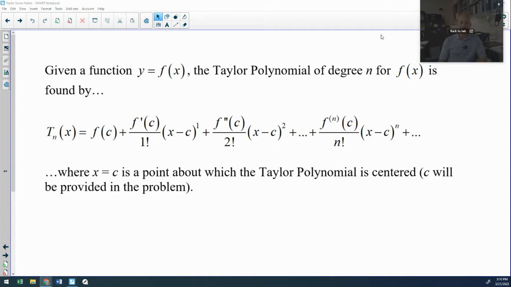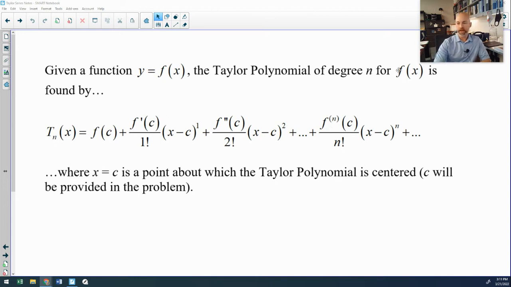If you're given any function, you can make a Taylor polynomial of whatever degree you want. You can make it a quadratic and estimate it with a parabola, or you can go all the way up to the 12th degree. You can make a 12th degree Taylor polynomial for any function, and it's found by using this formula, which kind of looks scary.